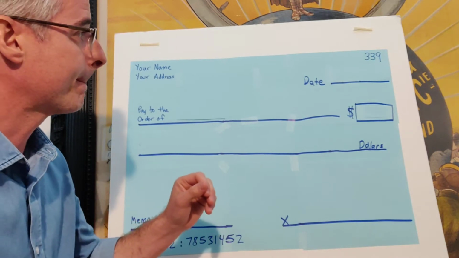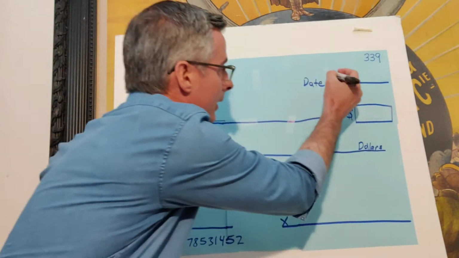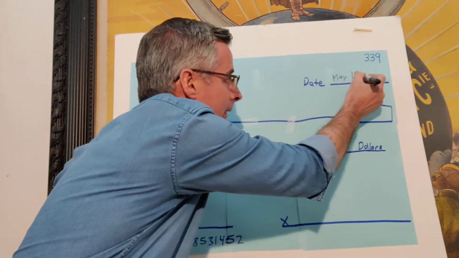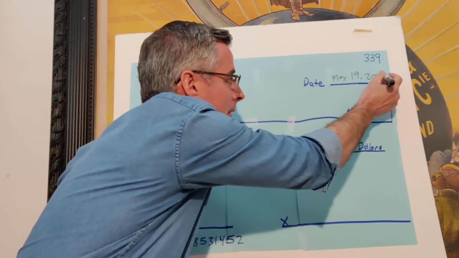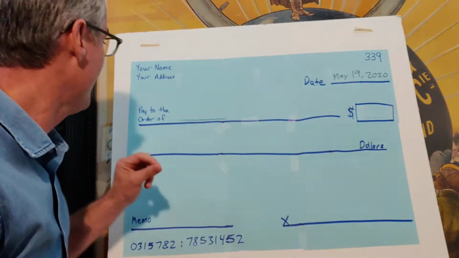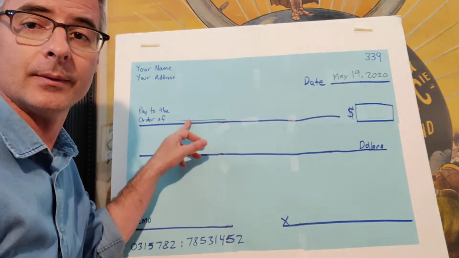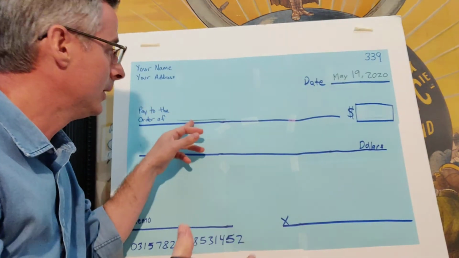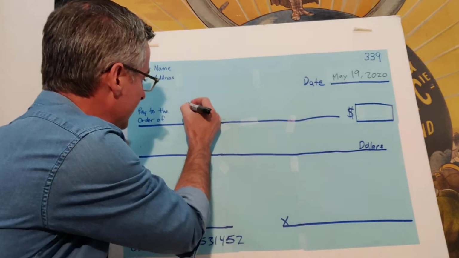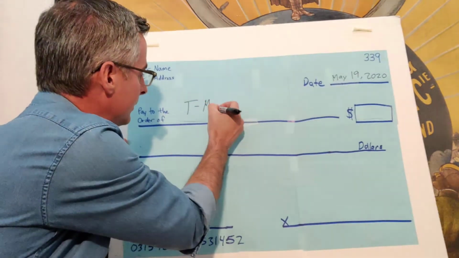So the date is May 19th, 2020. So I'm paying it for today. Okay, pay to the order of. So I'm paying T-Mobile. So T-Mobile is the company that I'm paying with my check. So I'm going to write in T-Mobile.